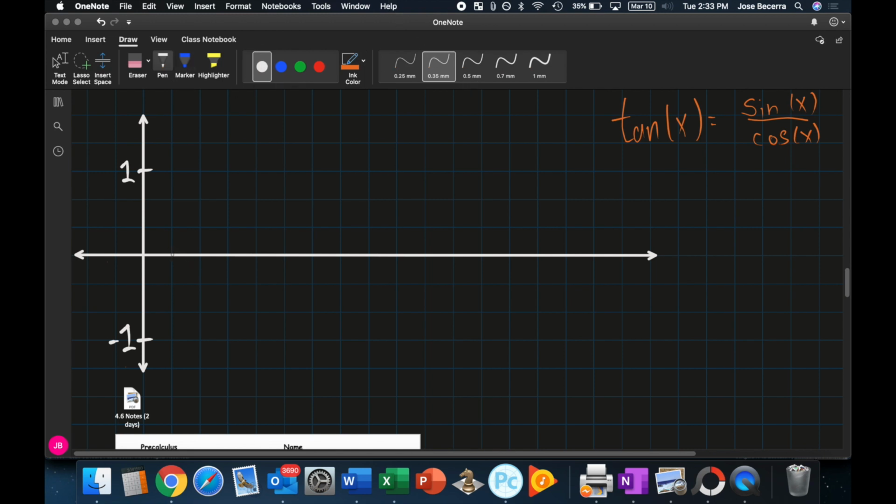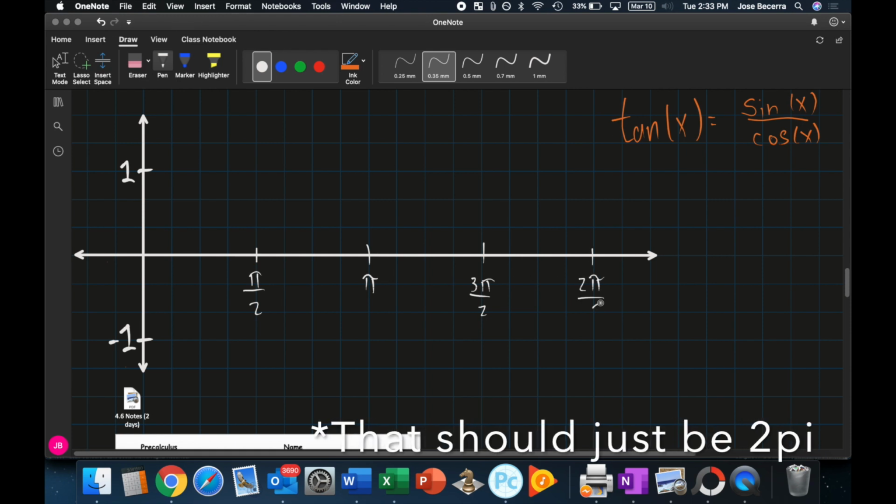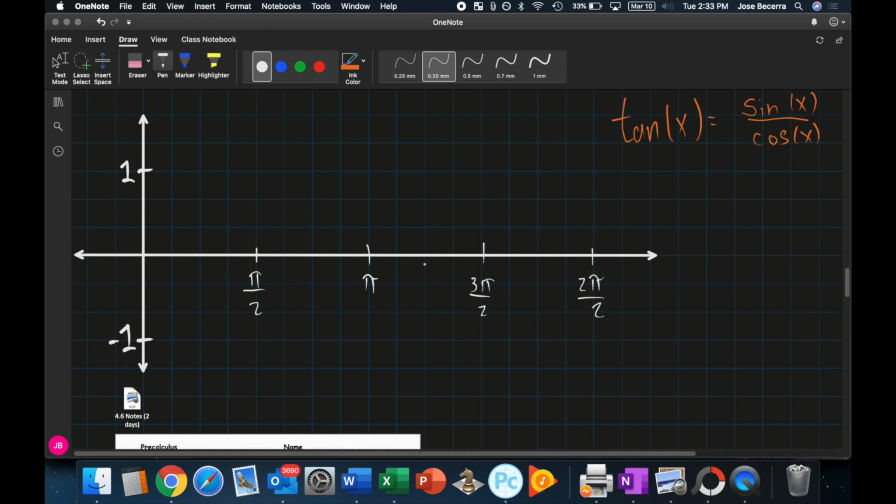If I go ahead and tell you 1, 2, 3, 4, we'll plot this here. This will be pi over 2. 2, 3, 4. This will be pi. 2, 3, 4. This will be 3 pi over 2. 1, 2, 3, 4. This will be 2 pi. Okay. So if I have this graph right here, this coordinate plane, right?